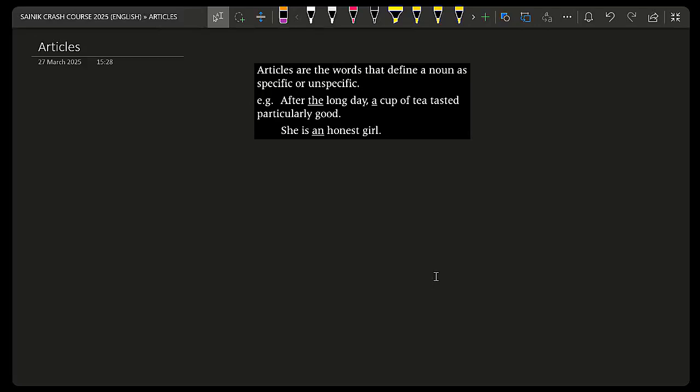After the long day, a cup of tea tasted particularly good. Here, the underlined words the and a are examples of articles. And she is an honest girl. So H is silent here. She is an honest girl. So here, an is also an article.